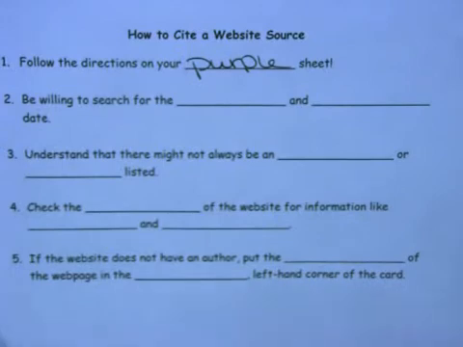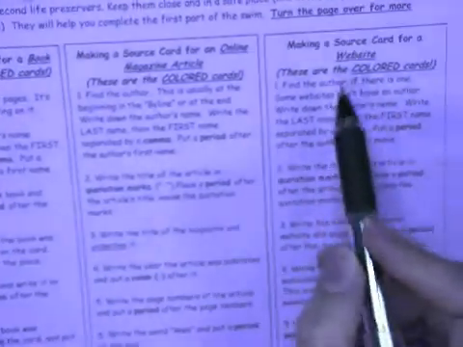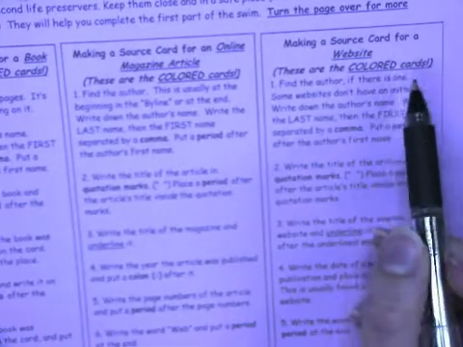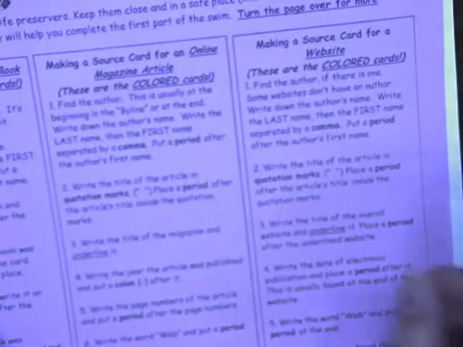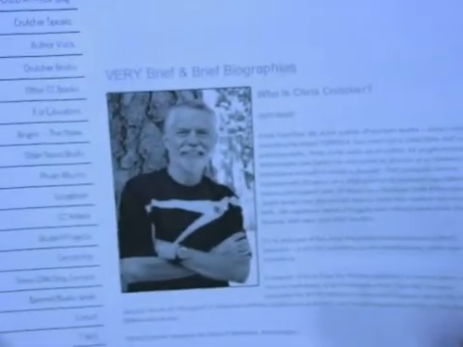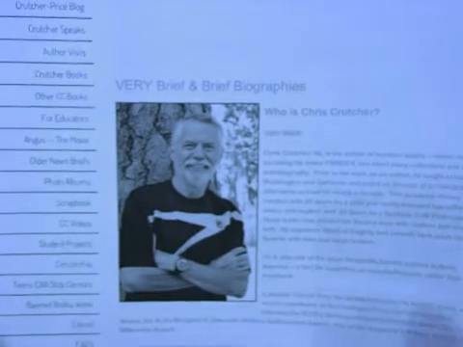So I pull out my handy dandy purple sheet where everything is spelled out for me step by step. I'm in the last column over here where it says making a source card for a website. Oh my goodness, these are still colored cards. Don't forget that. The first step says that I need to find an author. Well, I've gone ahead and I have gone to Chris Crutcher's homepage. Homepages are a nice place to go for your author because this is probably going to be very credible information. It's put out by the author themselves.